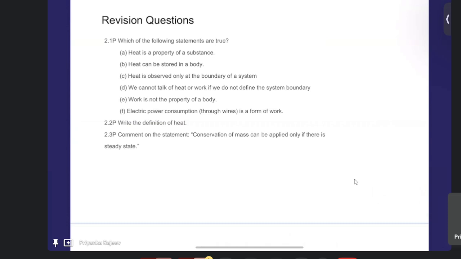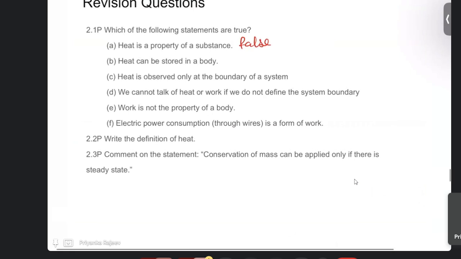Okay. So, heat is a property of a substance. False. Heat is energy in transit that is happening across the boundary of the system. So this is false. Okay. Heat is not a property. Temperature is a property. Heat is not a property. And heat can be stored in the body. Again, no, it is false. Why? Because heat is observed only across the boundary of the system. Observed only at the boundary.